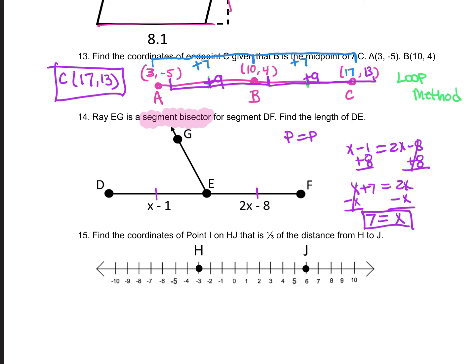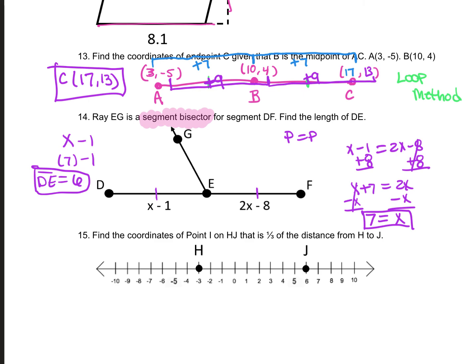But that is not what my question was wanting. My question was wanting us to find the length of DE. So now I apply this formula to segment DE, which is x minus 1. And then again, we said x is 7. So 7 minus 1 is 6. Therefore, segment DE is equal to 6.